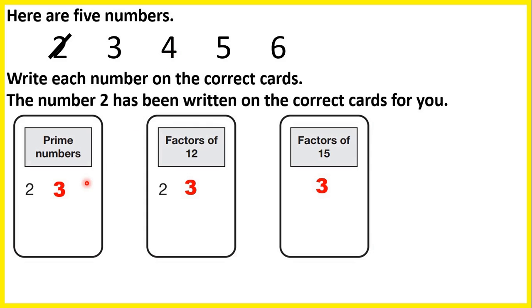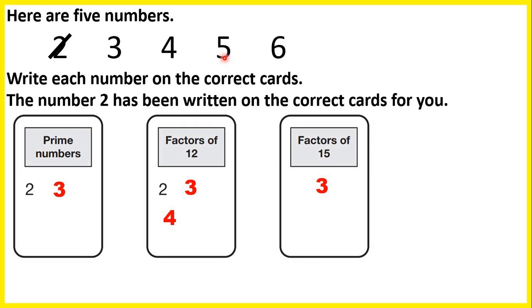Now the number 4 is not a prime number. The factors of 4 are not just 1 and 4, but also 2, because 2 times 2 is 4. So because the factors of 4 are 1, 2 and 4, it has 3 factors and a prime number only has 2 factors. Now 4 is a factor of 12 because 12 is in the 4 times table. 3 times 4 is 12. But 4 is not a factor of 15 because 15 is not in the 4 times table. If we divide 15 by 4, we'll get a remainder.